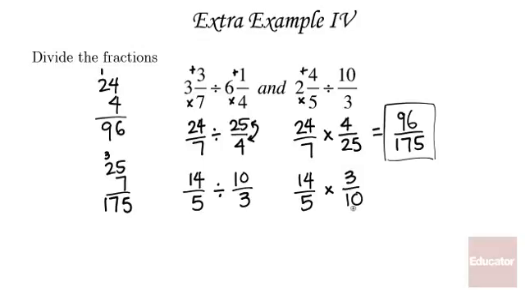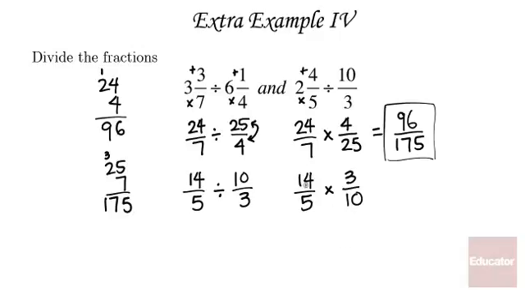14 and 10 have a common factor. Before we do that, let me just point out 5 and 10 have a common factor of 5, right? 5 goes into both of these numbers. But remember, you can't cancel those out because they're both denominators. So they're both on the bottom. So when you cancel numbers out, you have to make sure that one of them is on the top and another one is on the bottom. Okay?